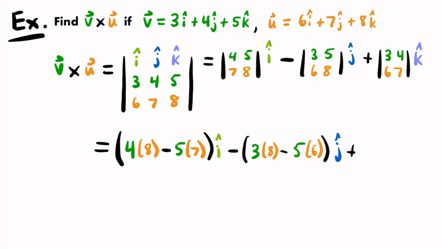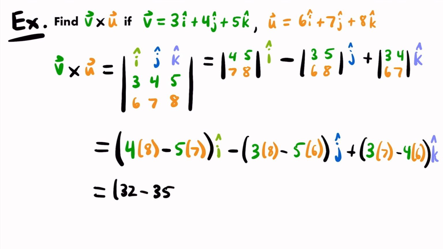And then we'll add that to the determinant of this matrix, which will be 3 times 7 minus 4 times 6. All right, so we'll have 3 times 7 minus 4 times 6, and that is all multiplied by vector k. All right, now if we simplify, 4 times 8 is 32. So this will be equal to 32 minus 5 times 7, which is 35. And that is still multiplied by vector i.